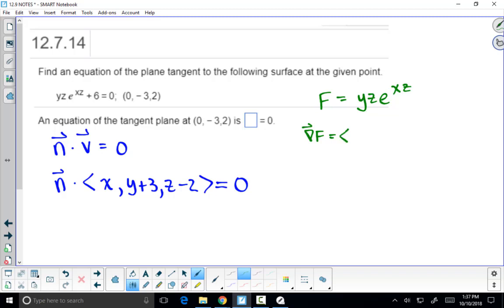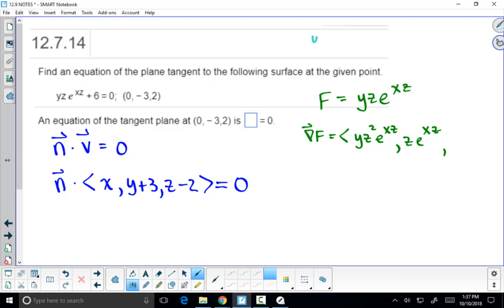So we partially differentiate with respect to x. That's going to give us yz squared e to the xz. Partial with respect to y. That's going to give us z e to the xz. And then when we partial with respect to z, we have to use the product rule because we have a product of z's. So let's come up to the top and product rule it.